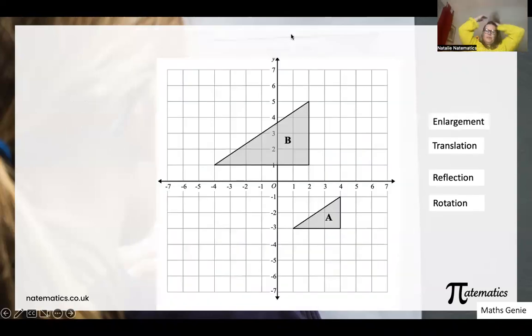Okay, so let's have a look at this one. This was an exam question. So describe the transformation that maps A to B. Now, I think we can probably find that one quite quickly.